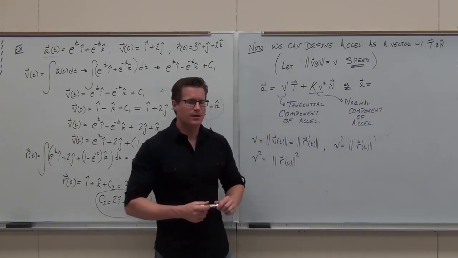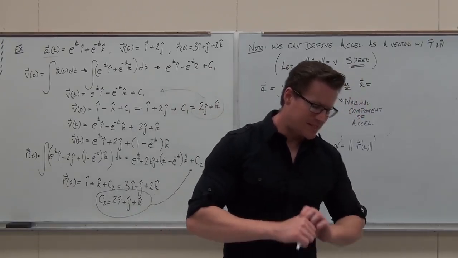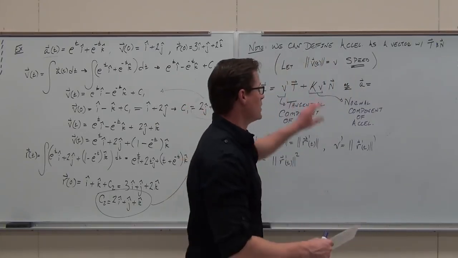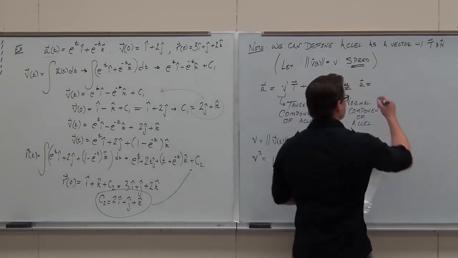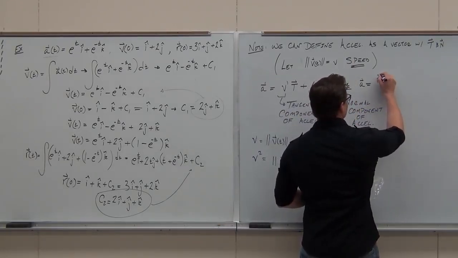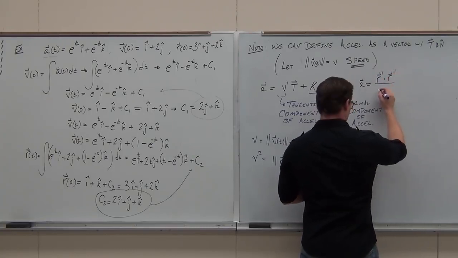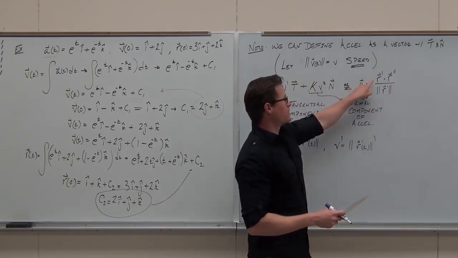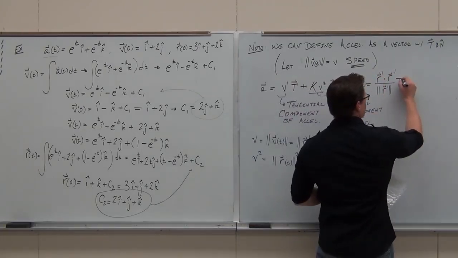It's pretty cool. Now, one little side note. Again, we're not going to do examples, but if you didn't have to do the T and the N, if you just needed to do this, here's how to do it. First derivative dot second derivative over magnitude of first derivative.